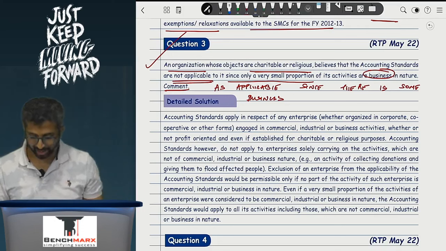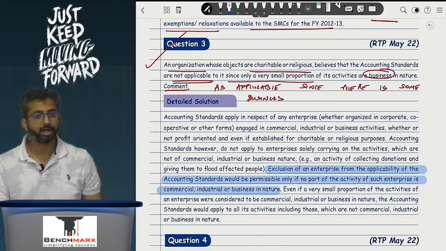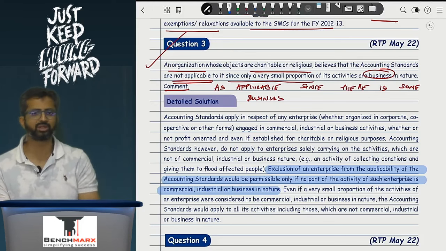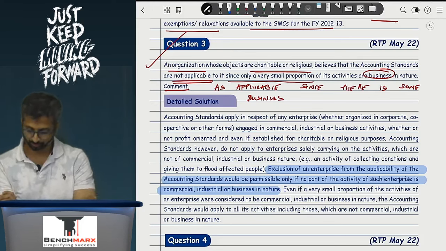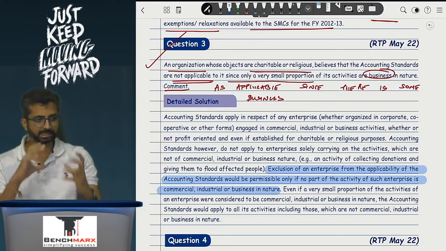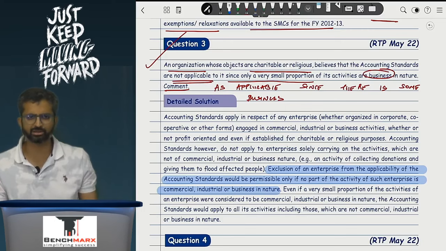Okay, you will highlight this sentence when you revise. Exclusion of an enterprise from applicability of accounting standards should be permissible only if no part of the activity of such enterprise is commercial, industry or business. Only if no part of it. Even if some part of it is business, then accounting standards would apply. Are we clear with this? So in your revising, you will just look at this line so you remember this is one exclusion on application of accounting standards, otherwise yes, will apply everywhere.